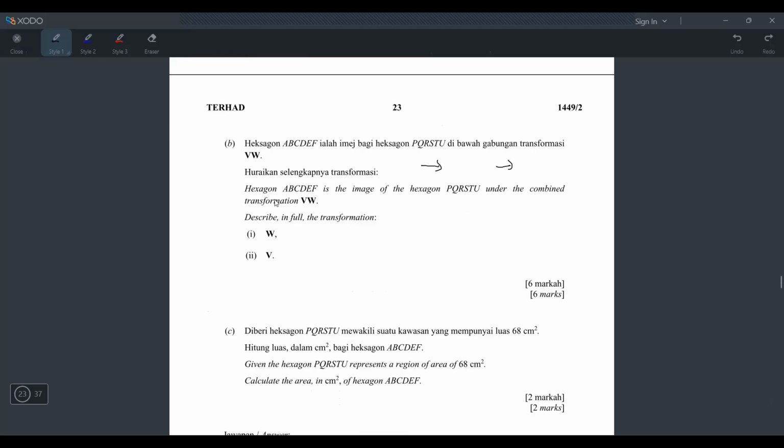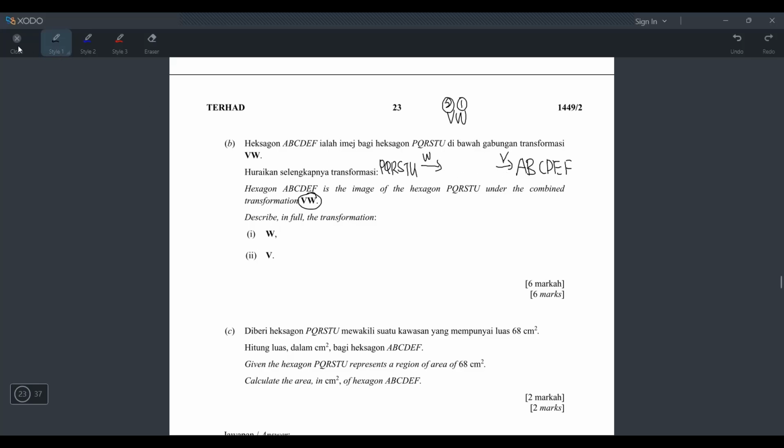And why do I draw 2 arrows? Because 2 transformations. But you have to know who is at the very front, who is at the very back. Let's read again. ABCDEF is the image of PQRSTU under 2 transformations. So ABCDEF must be the last one, because this is the image. And then PQRSTU must be the first one. And then in the middle, the arrow, that will be the transformation. But which one first? If they say VW means W first, followed by V. So this is transformation W, this is transformation V.